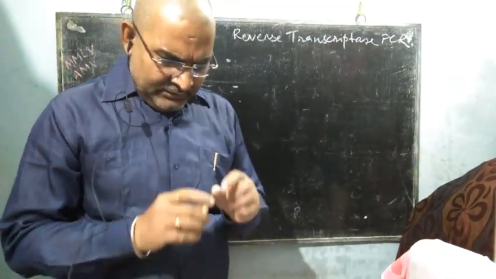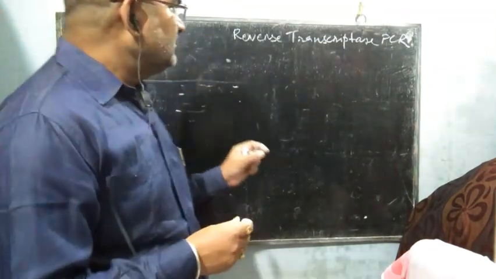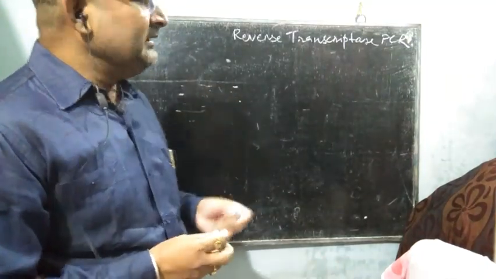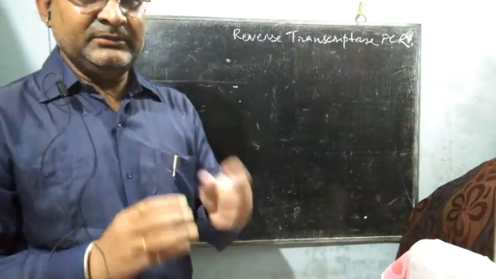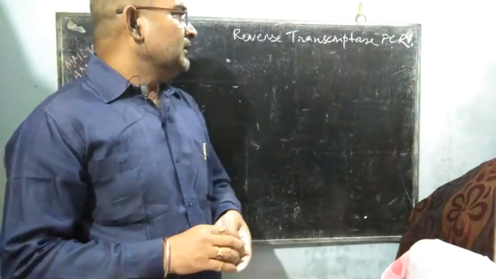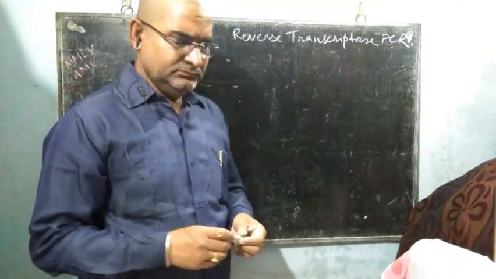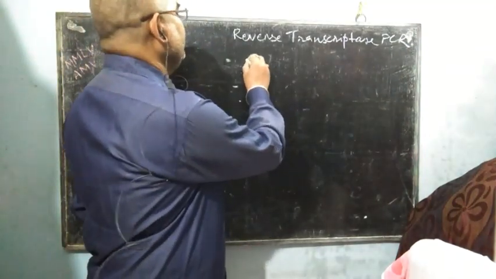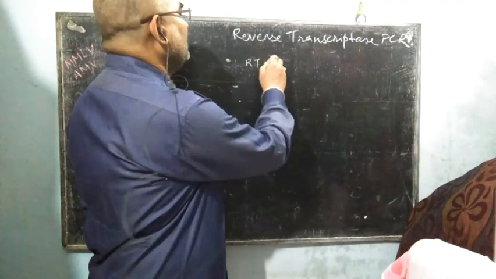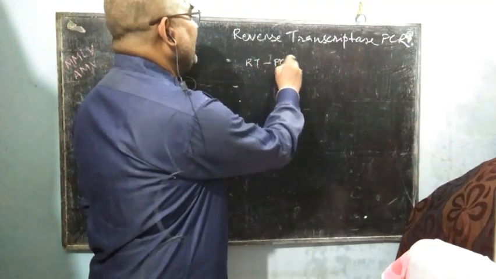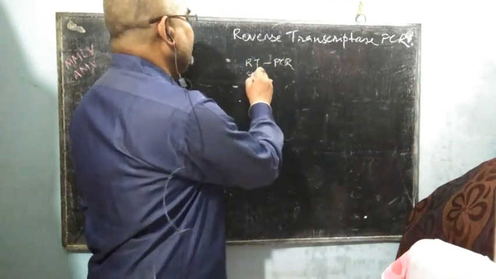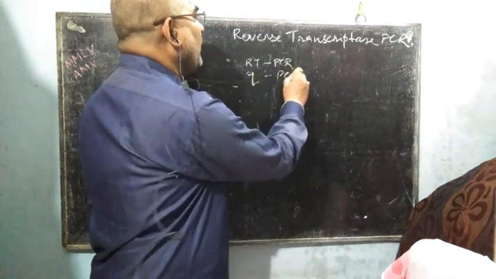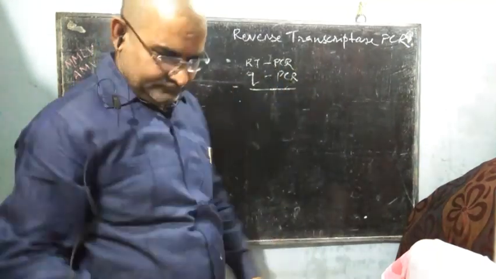Sometimes RT-PCR is referred to as real-time PCR, but there are differences here. The reverse transcriptase PCR and the second one is qPCR, quantitative PCR. It is in short referred to as RT-PCR, and the other is qPCR, that is quantitative PCR.